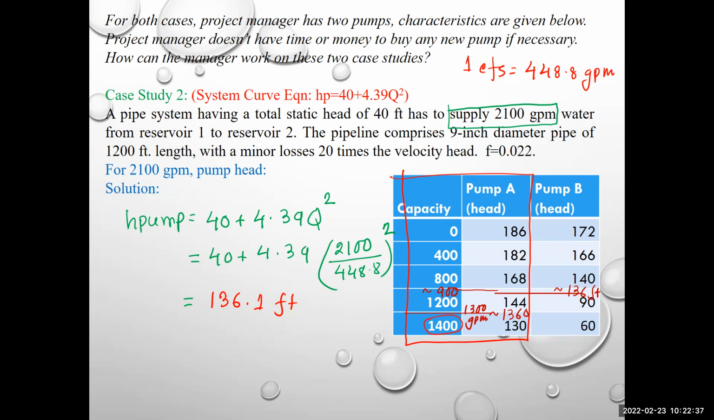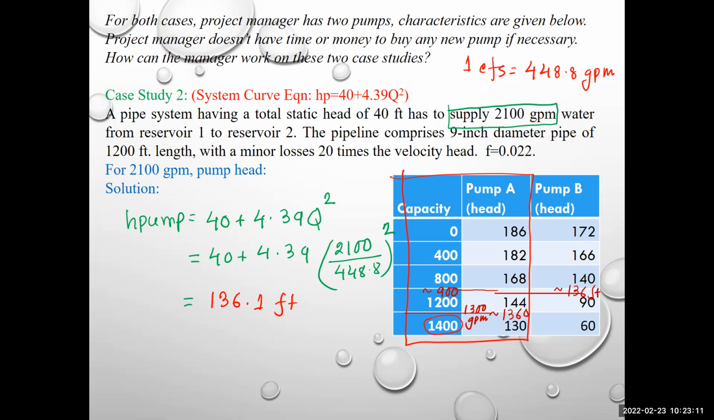Now, since the project manager doesn't have time or money, there is no way they can buy a new pump. So they have to work with these two pumps, okay? Now, there are two ways. Either they can add the pumps in series, like one after another, or they can add these two pumps in parallel. Now, the project manager has to decide how they will add the pumps together, whether in series or parallel.